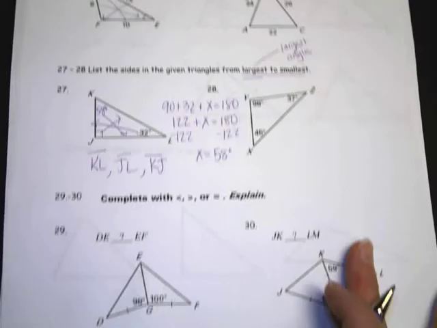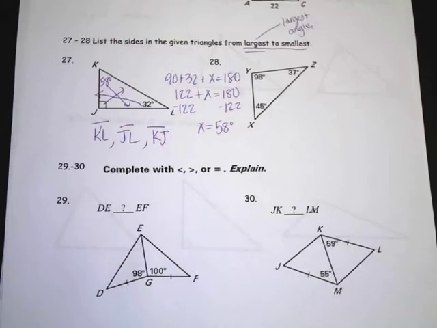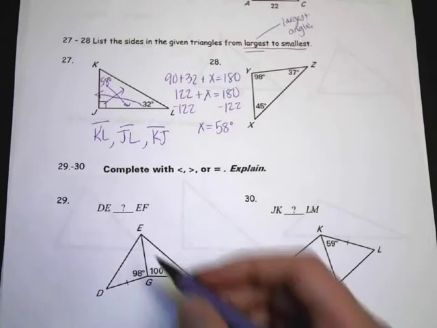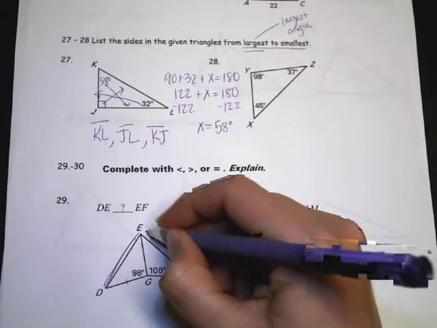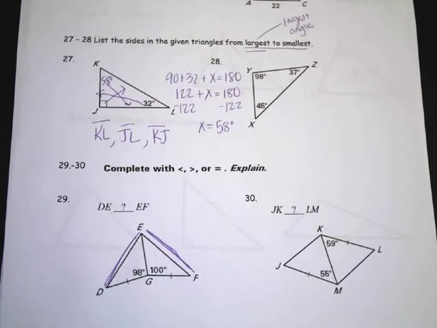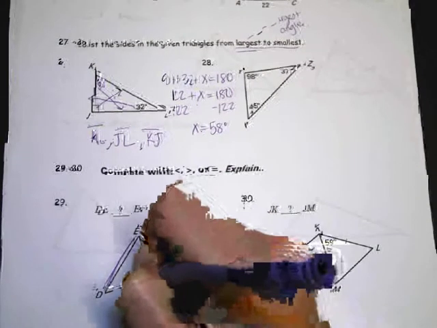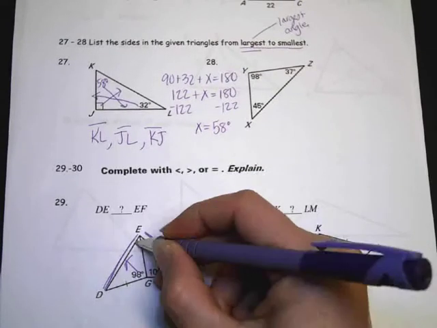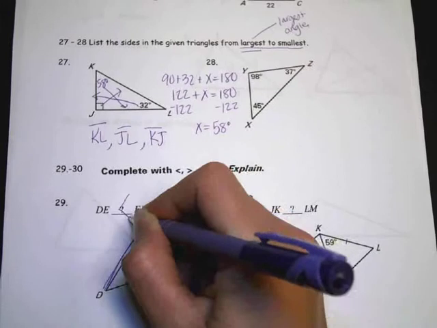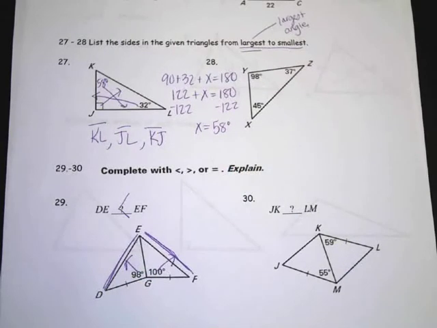29 and 30 asks me to complete the statement with a greater than or less than or equal to. Side DE is something compared to EF. Well, I know that the smaller side is across from the smaller angle, so 98 is smaller than 100. So DE is going to be smaller than EF. All right, let's keep going.